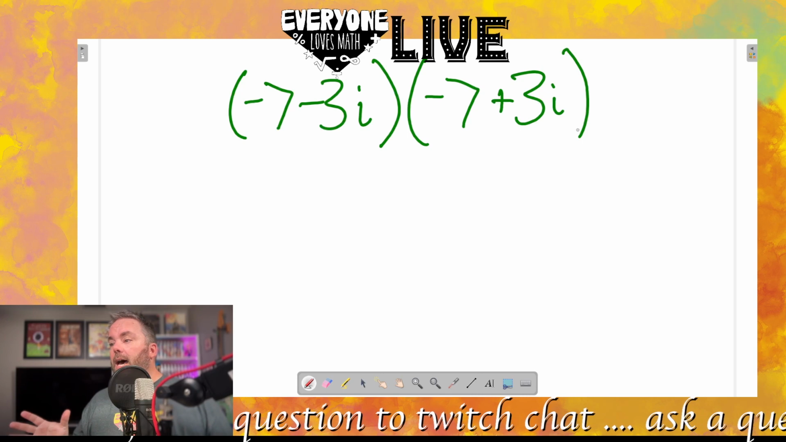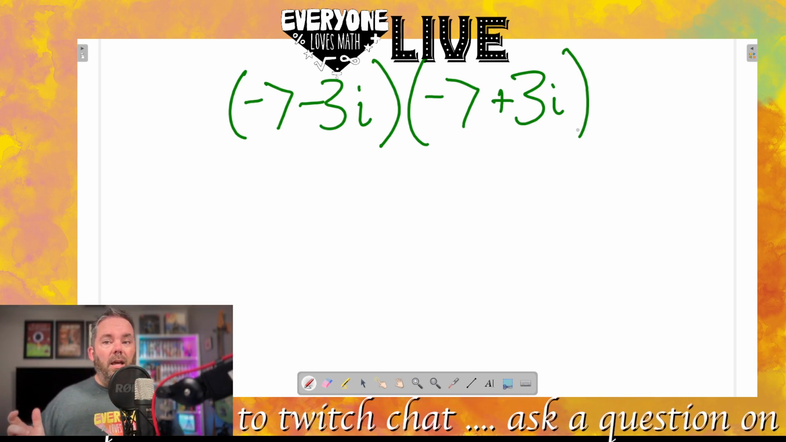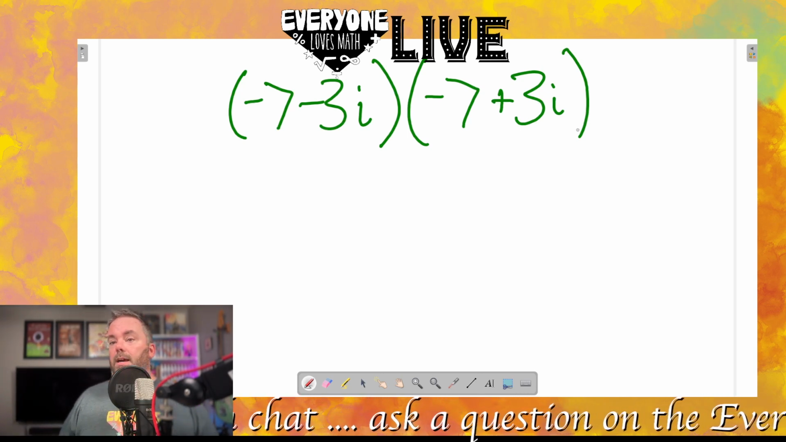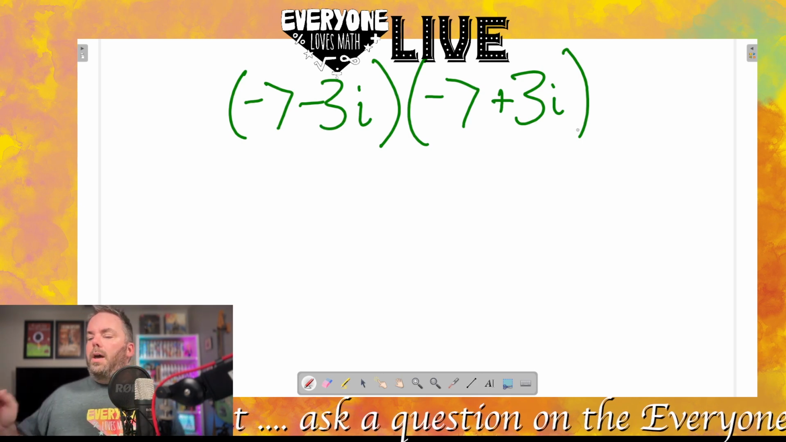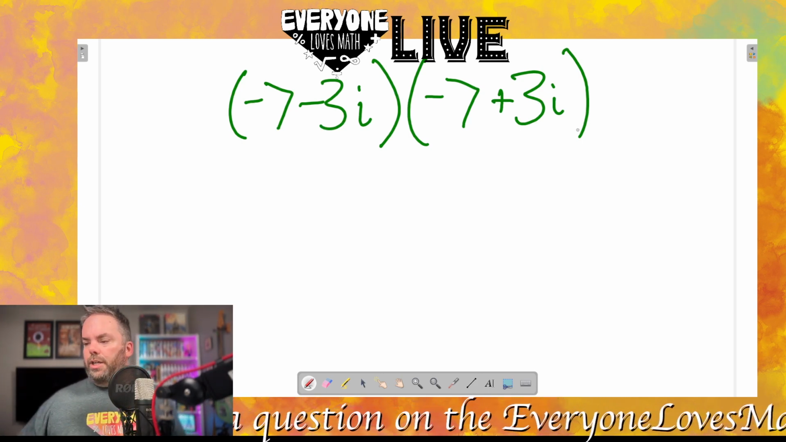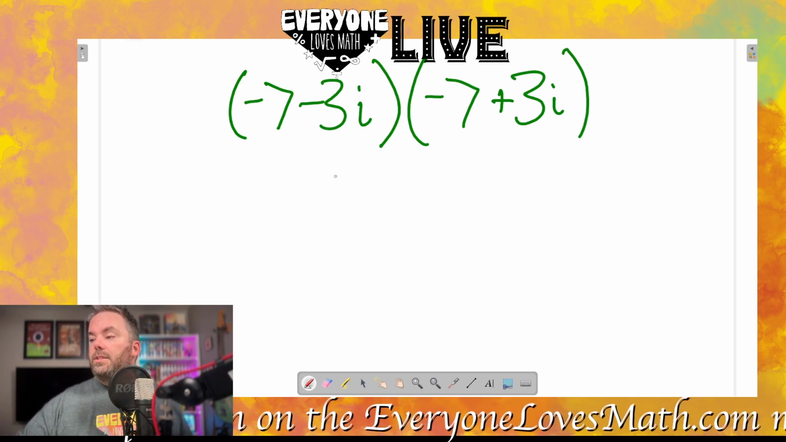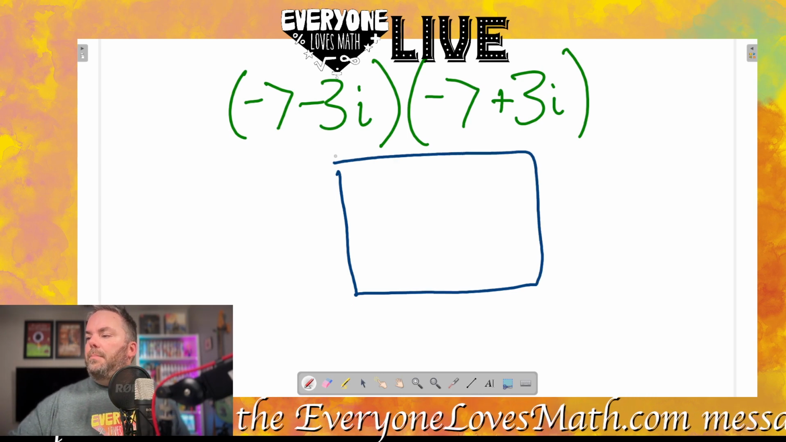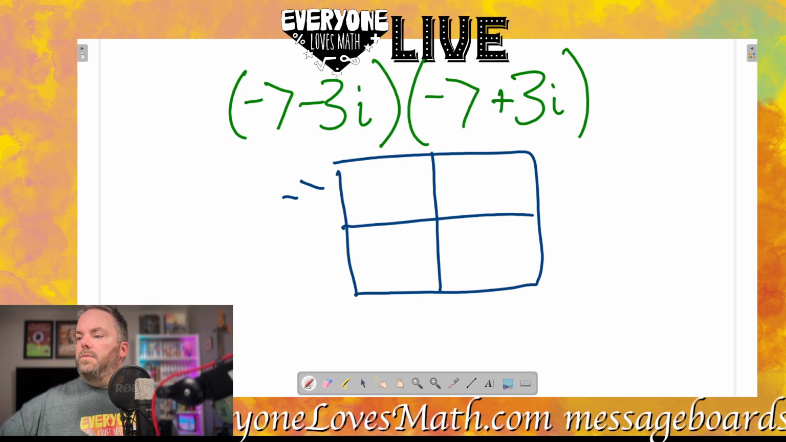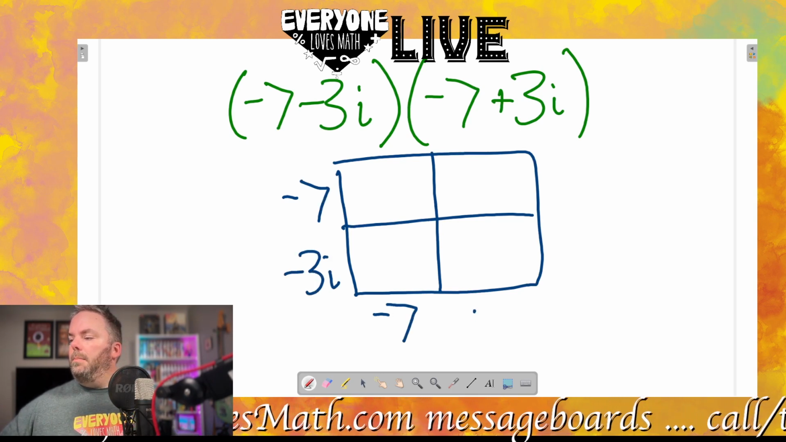Now 7 minus 3i and negative 7 plus 3i, those are complex numbers. They're disgusting, right? Those are disgusting complex numbers. But look what happens when we multiply two complex conjugates. Something really nice actually happens. And that's why this whole thing exists. So again, I'm going to use the area model to multiply these. Negative 7 minus 3i. We're going to multiply by negative 7 plus 3i.